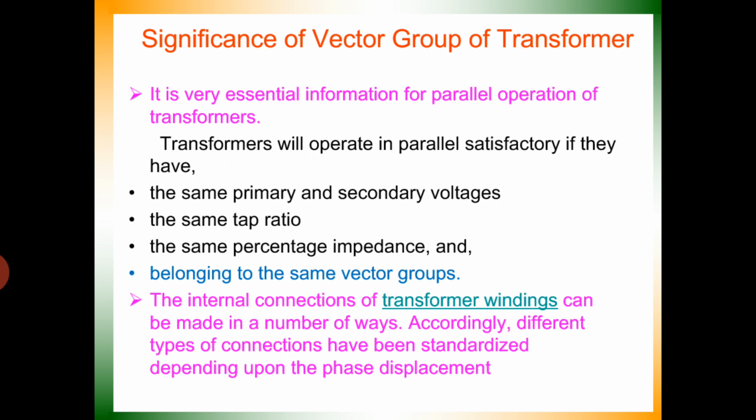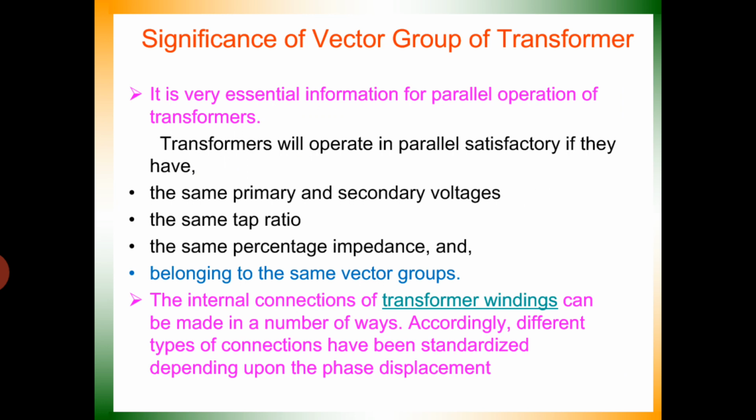We already discussed parallel operation. What is the use of parallel operation? When two or more transformers are connected in parallel. Why? Because to satisfy our load condition. A single transformer does not satisfy the loading condition. In that case, a second transformer is connected in parallel.